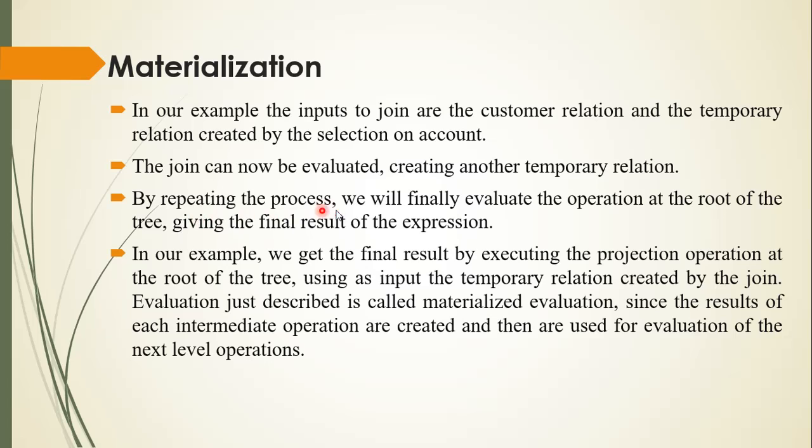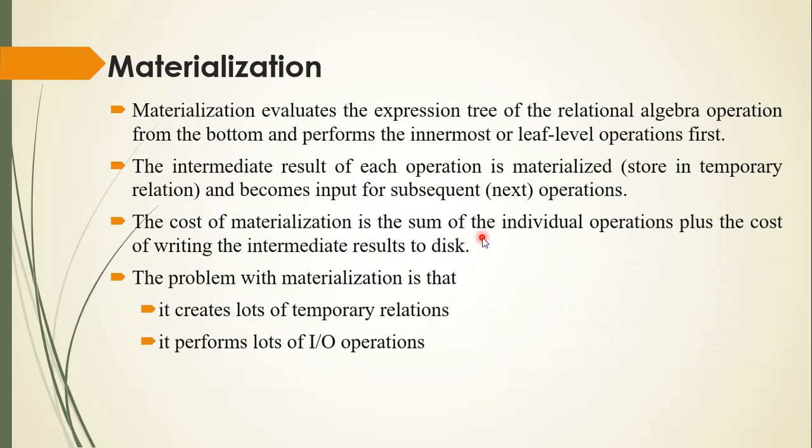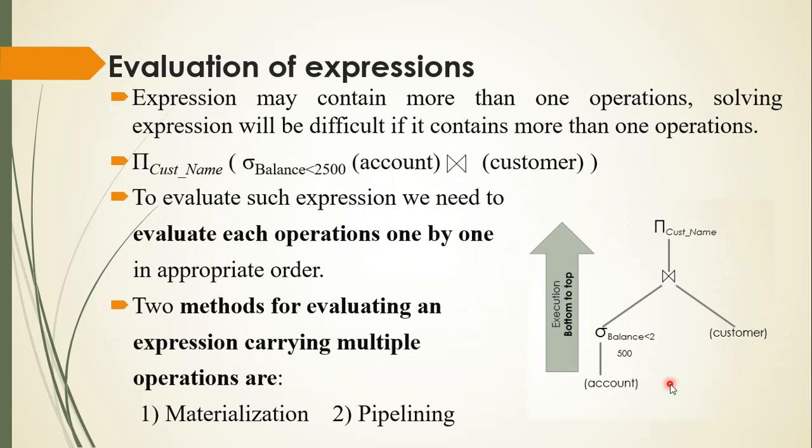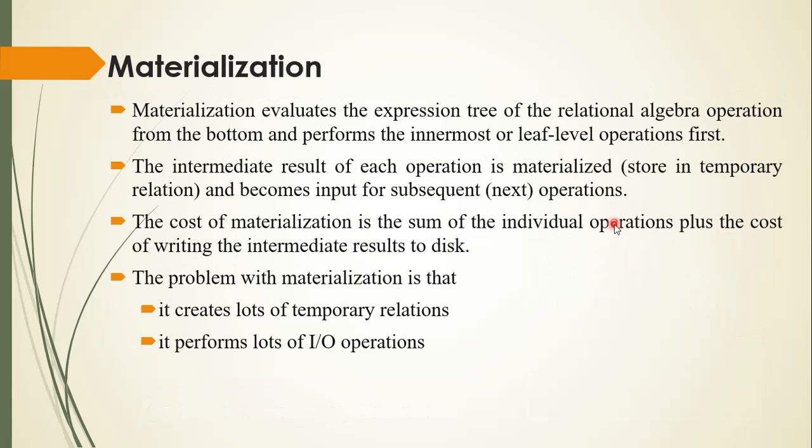By repeating this process, we will finally evaluate the operation at the root of the tree, giving the final result of the expression. So here we perform first this on account, then we perform the operation on this, and finally we perform the operation on the root, that is the bottom to top operation.